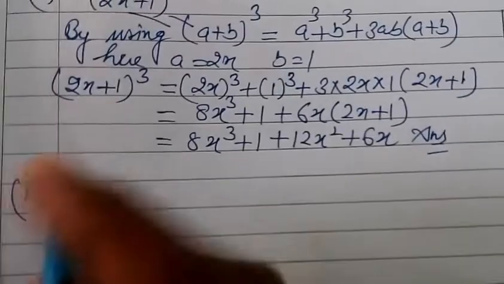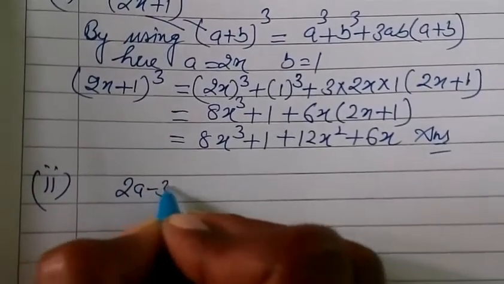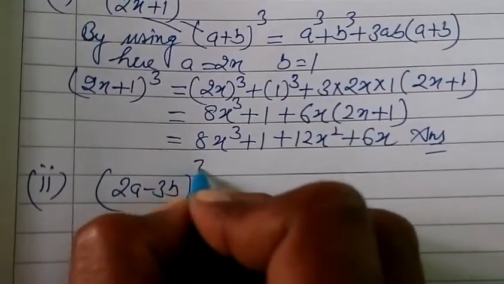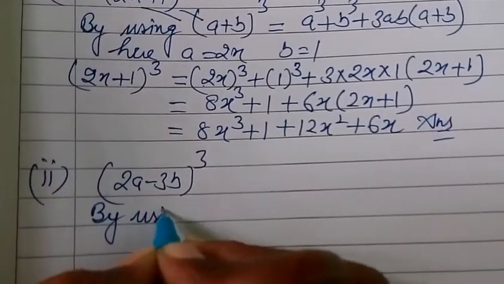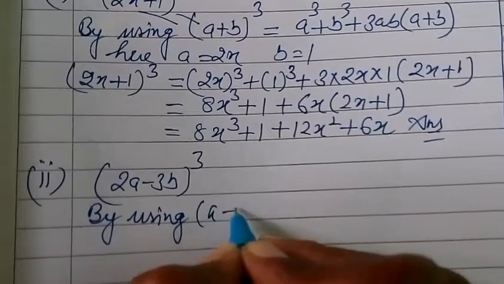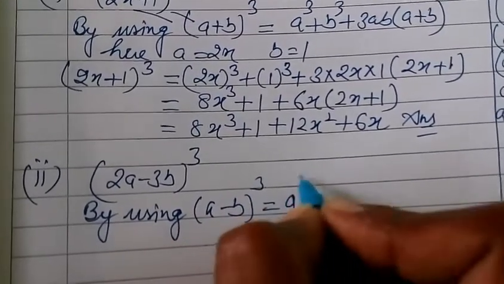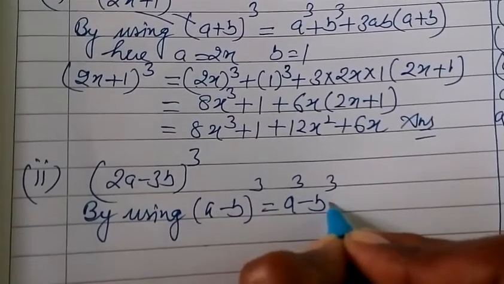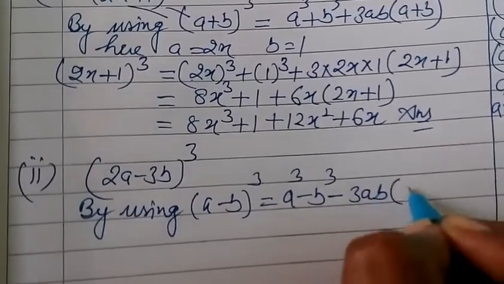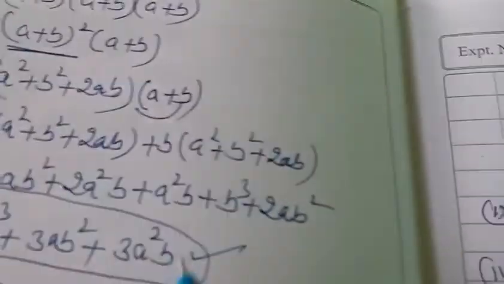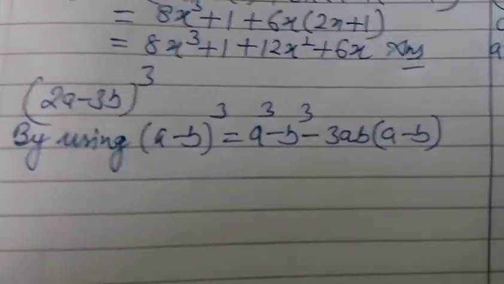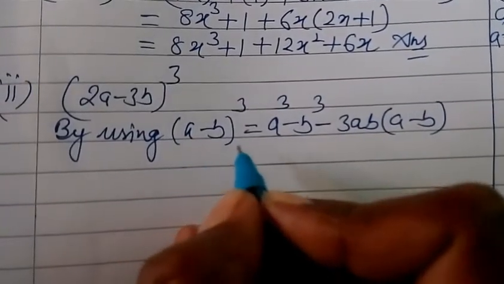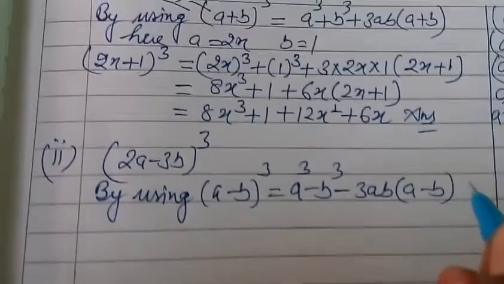Now let us do the second one. The second one is (2a minus 3b) whole cube. Here the sign is negative, otherwise the identity is the same. So we use (a minus b) whole cube. Here the plus sign changes into minus, the other terms remain the same: minus 3ab into (a minus b). As we derived this ourselves, you can similarly solve this for a minus b also, if you want to verify it.